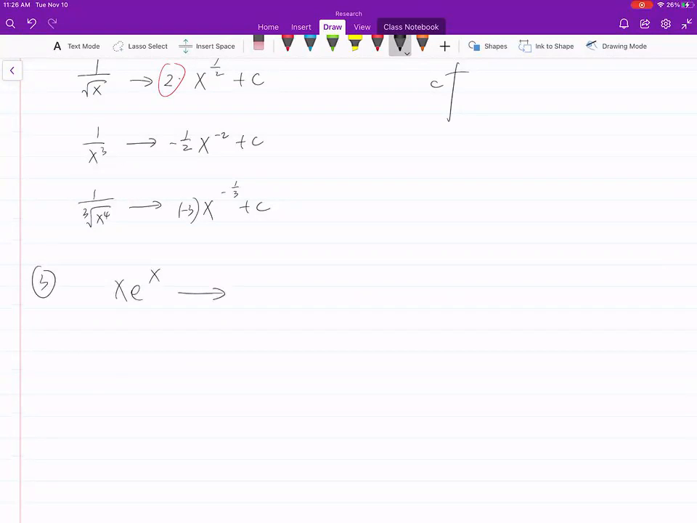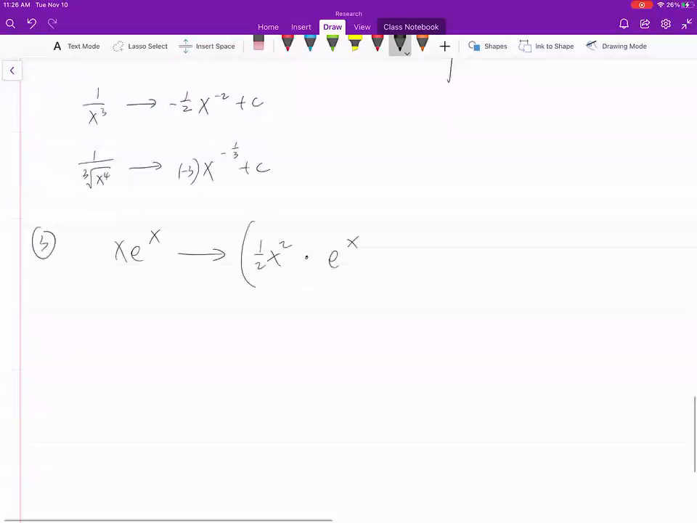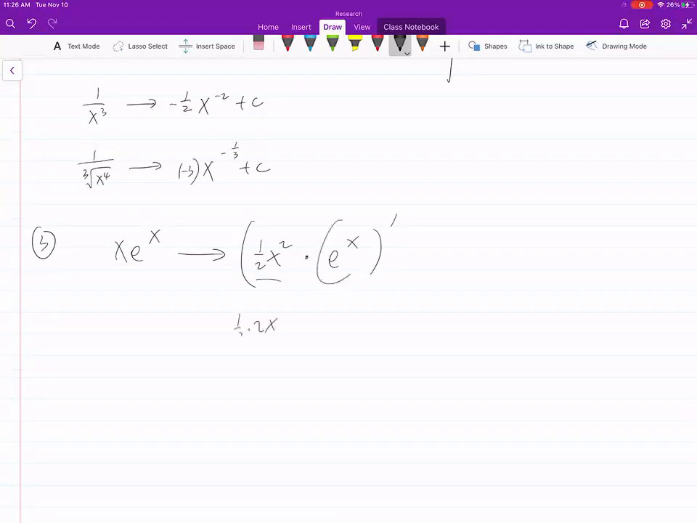Same logic. The antiderivative of x is 1/2 x squared. The antiderivative of e to the x, that's e to the x. Okay. Can you just multiply them together? Then you need to ask yourself, if I take the derivative of this, what should I do? Do I just take the derivative of the first, take the derivative of the second, and multiply them together? No, you don't. You do product rule.